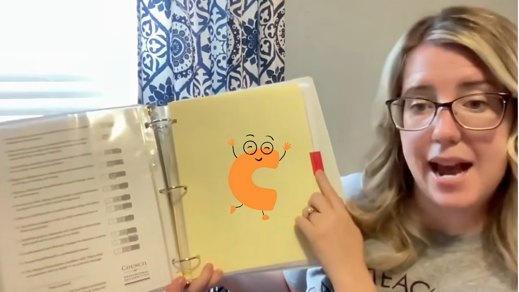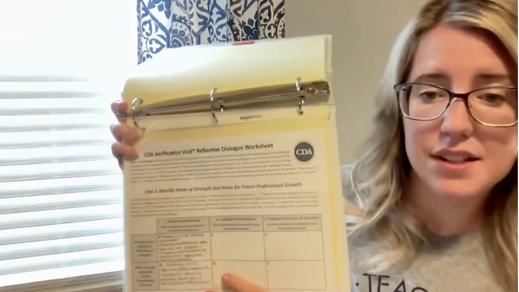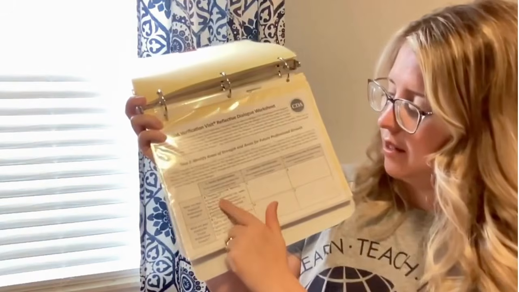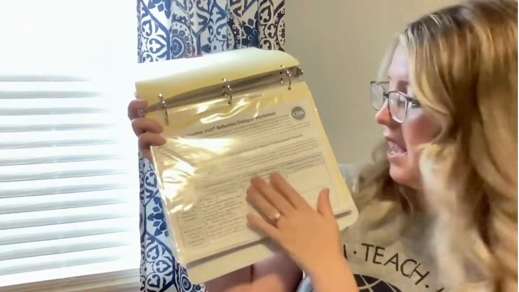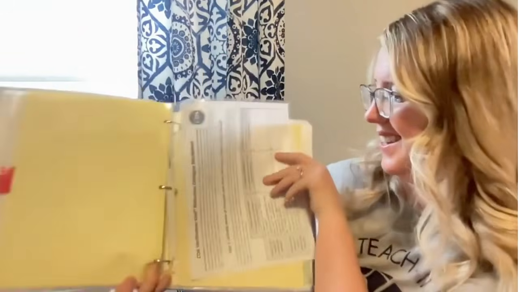And then we get to tab C. In this tab, this is just one page. It is your reflective dialogue worksheet. And in here, you would only complete box A and box B. And the rest of these would be completed when you have your verification visit from your CDA specialist.